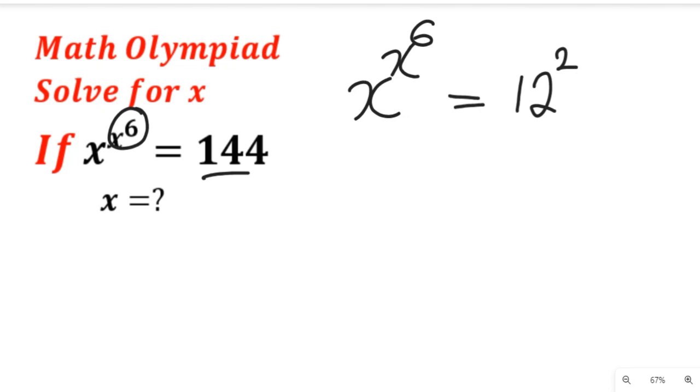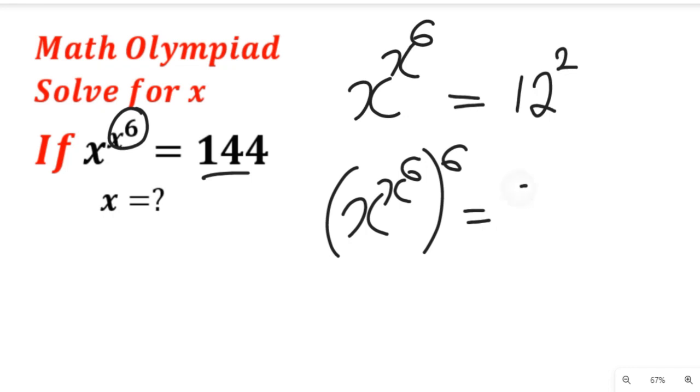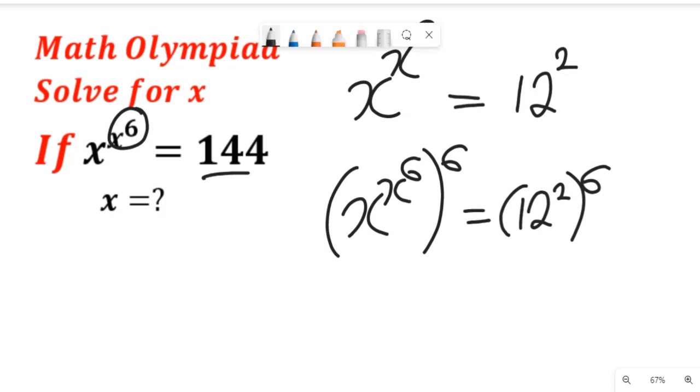Having done that, we can now start applying some logical reasoning in solving this question. And this is one of the reasons why I do love Maths Olympiad questions, especially the mathematics question. Now, if we apply some logical reasoning, we want to raise both sides to a power of 6. If we raise both sides to a power of 6, we'll have x to the power of x to the power of 6 all to the power of 6 equal to 12 squared to the power of 6. Now, according to the law of indices, this whole value will multiply.